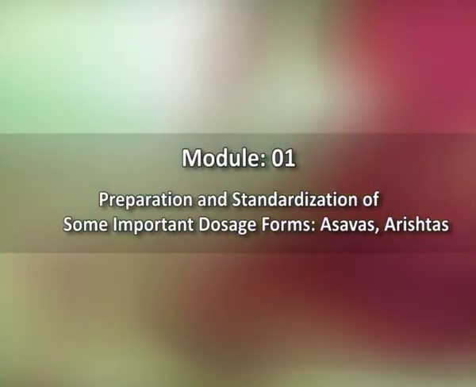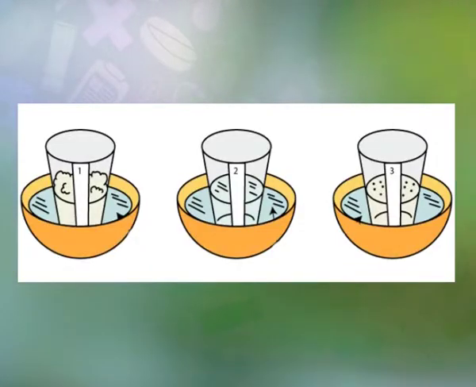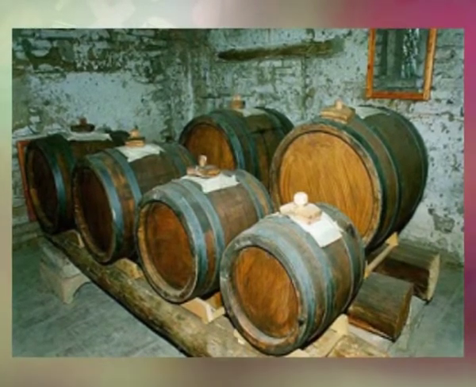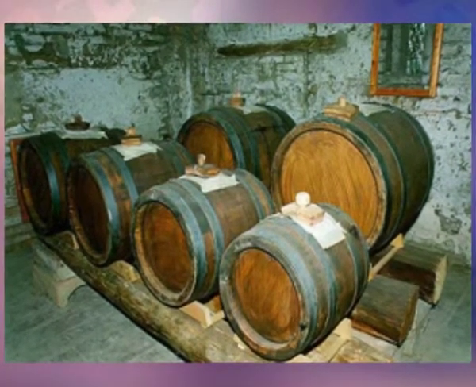Preparation and standardization of some important dosage forms including aswas and aristas. Aswas and aristas are a special kind of medicinal preparation which are made by soaking the drug either in the powder form or in the kasaya form in a solution of sugar or jaggery for a specific period of time for fermentation to generate alcohol. The alcohol thus generated acts as a preservative and thus facilitates the extraction of active principles contained in it. It is preserved for many years.